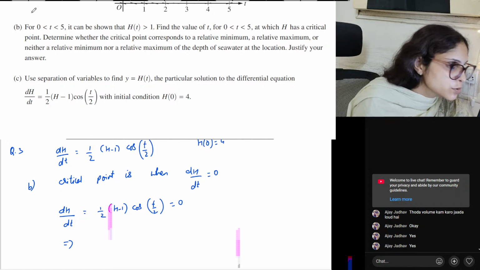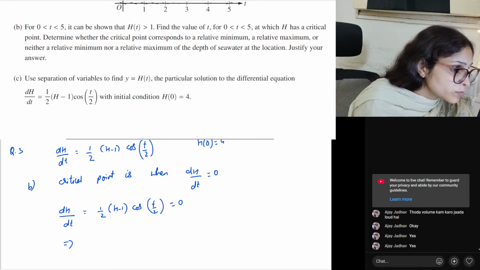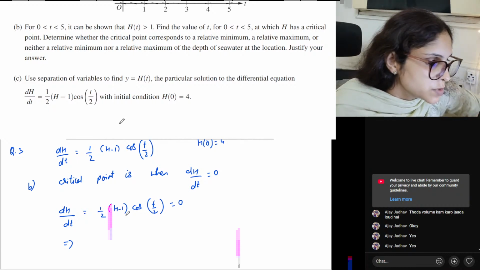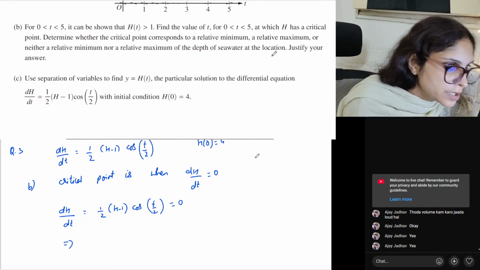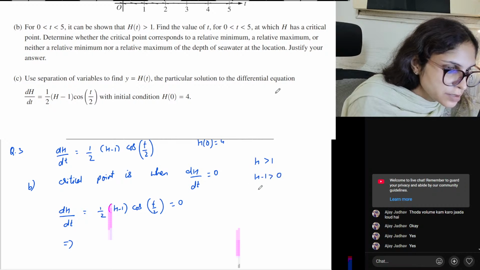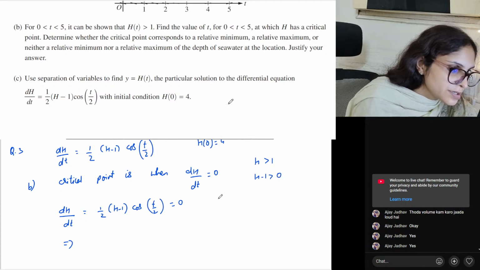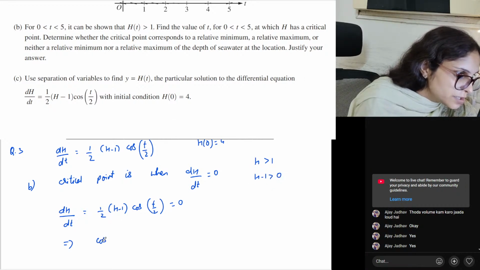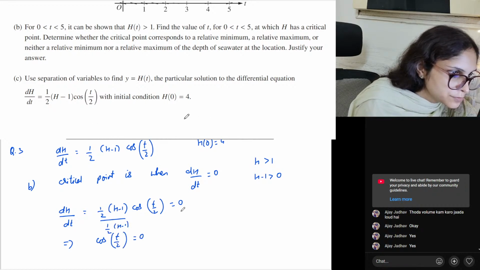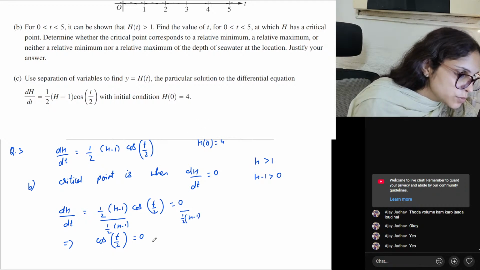Half cannot be 0, so what can we do? From here there are only two possibilities. Either h minus 1 can be 0, but we know that h is greater than 1. That means h minus 1 is greater than 0. So only cosine t over 2 is going to be 0, because you can divide by half and h minus 1, since none of them is 0. So cosine t over 2 is equal to 0.